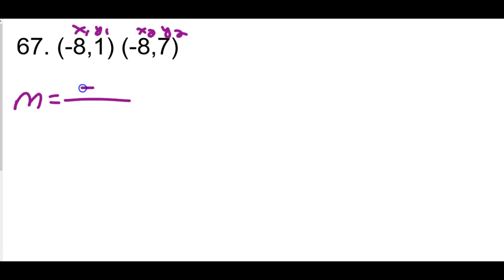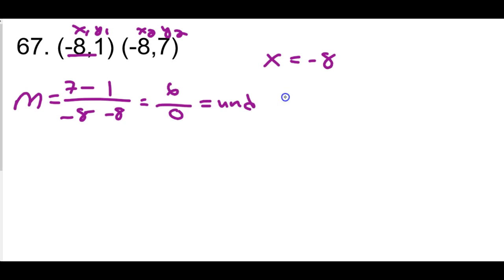And remember how I told you to substitute them in like this. So do that, 7 and 1, and then we get negative 8 and negative 8. So this actually gives me 0 on the bottom and 6 up top, which is undefined. So the slope is undefined, and that tells me that it's going to be a vertical line. Well, if it's a vertical line, that tells me also that the x value must stay the same. If it doesn't stay the same, then I've got a change in x and I've got a slope. So the x value must be negative 8, so our equation for this line is x equals negative 8.